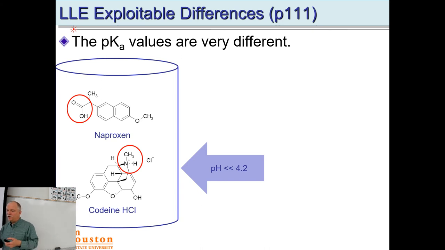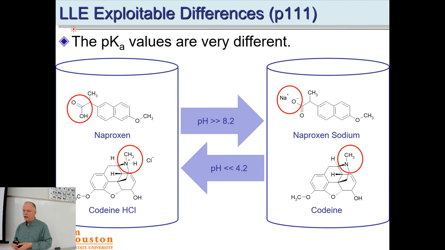And so we would have our solution mixed up of our substances. Since the pKa's are very different, a pH greater than 8.2 would move us to the right, where we've deprotonated the acid and we've deprotonated the base. So right here, this nitrogen is going to be deprotonated, and so this is going to be neutral. We're going to deprotonate the acid and make it an anion. If we go down to lower pH, then we protonate that base, and now this is ionized, and we protonate the acid, and it's neutral.